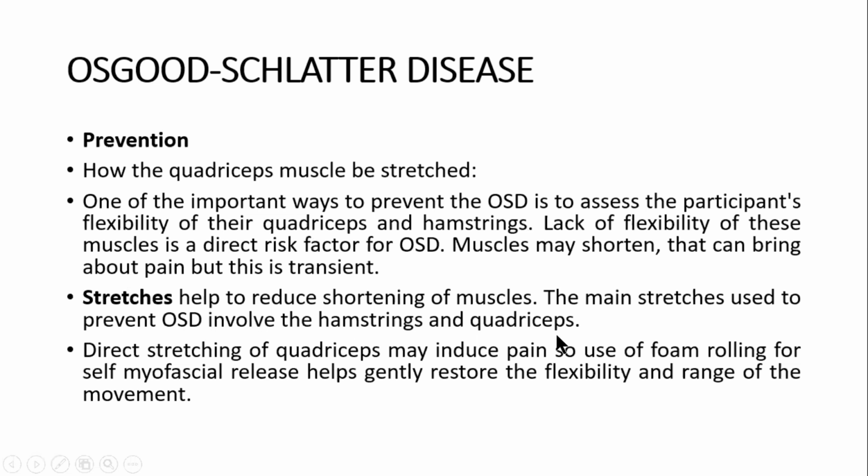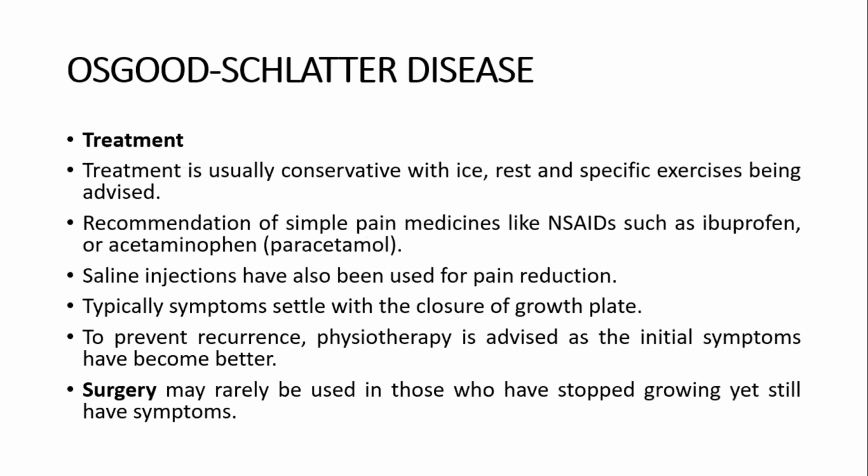The main stretches used to prevent the disease involve the hamstrings and the quadriceps. Direct stretching of the quadriceps may induce pain. The use of foam rolling for self myofascial release helps gently restore flexibility and range of movement. So, very important, how do we treat the disease?